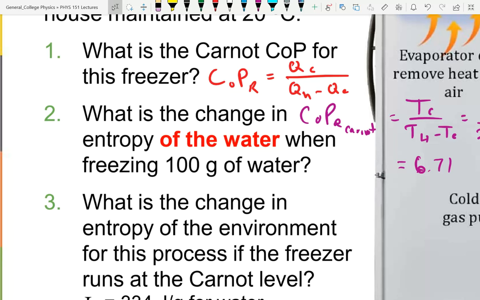Now I'm going to do the rest of this problem saying it's running at Carnot efficiency. We know it's not going to be that good. But the first part doesn't matter. What is the change in entropy of the water when freezing 100 grams of water? So first, it's freezing water. Why freezing water? Because freezing water is an isothermal process. The temperature is staying constant. Now, it's not a gas, but it's still the same thermodynamics. It's going to be constant temperature, in which case my change in entropy is given by change in entropy is Q over temperature.